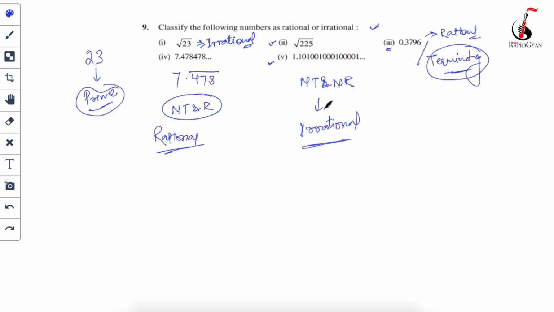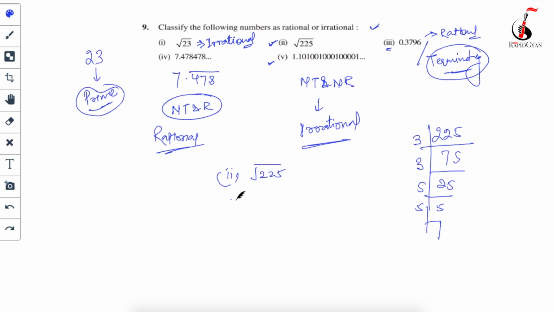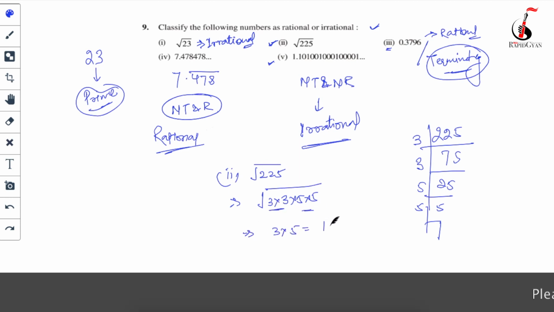Now come back to the second question. The second question is, beta, under root 225. So let's first find the square root of 225. So factorize it. It will go 3 times: 3 fives are 15, then again it will go 3 times, it will give me 25, then it will go 5 times, then 5, then 5 times, it's 1. So what I'm getting is under root 3 times 3 times 5 times 5. So if I find the square root, my square root will be 3 times 5, which is equal to 15. Means after solving under root 225 I got 15.